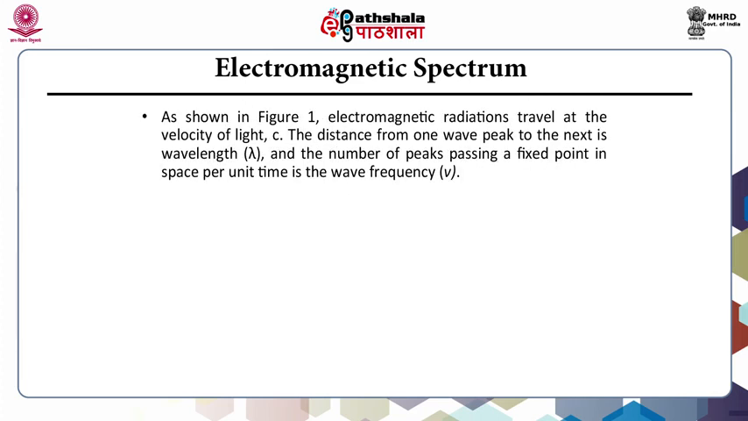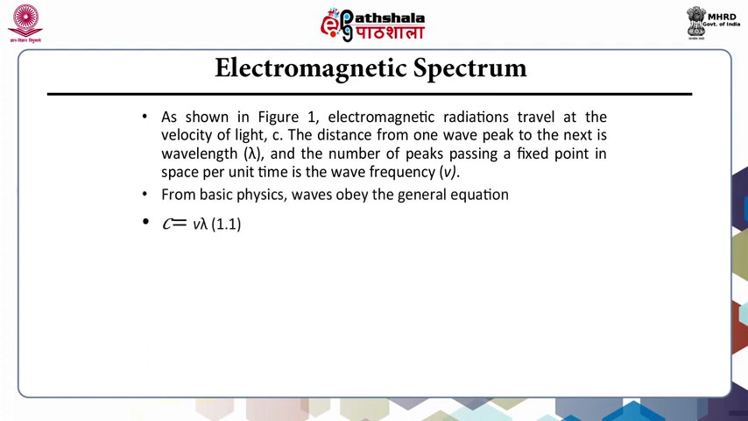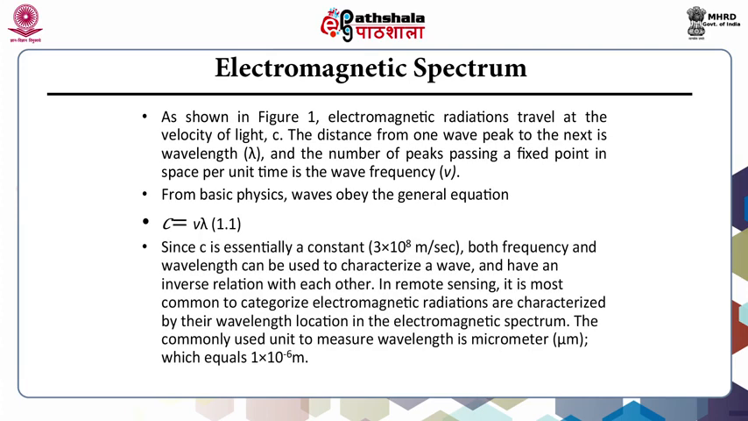Electromagnetic radiations travel at the velocity of light. The distance from one wave peak to the next is the wavelength, and the number of peaks passing a fixed point in space per unit time is the wave frequency. From basic physics, waves obey the general equation c = νλ. Since c is essentially a constant, both frequency and wavelength can be used to characterize a wave and have an inverse relation with each other.